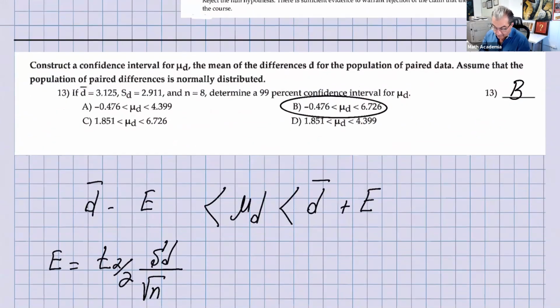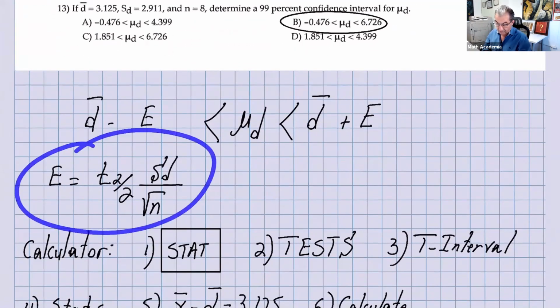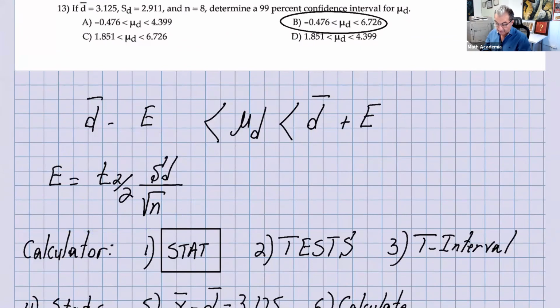So next one, number 13, construct a confidence interval for mu sub d, the mean of the differences d for the population of paired data. Assume that the population paired differences are normally distributed. You're given d bar, s sub d, n, and a 99% confidence level. The formula: mu sub d is between d bar minus E and d bar plus E. And the formula for E is given here. So you can find those numbers.